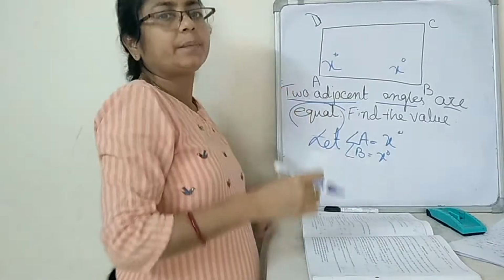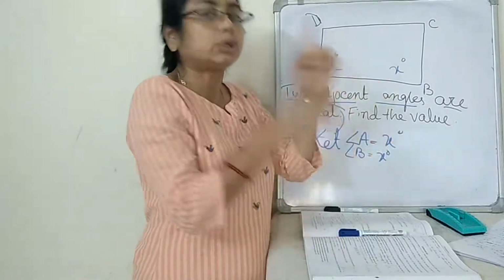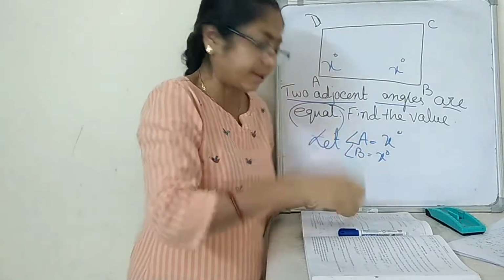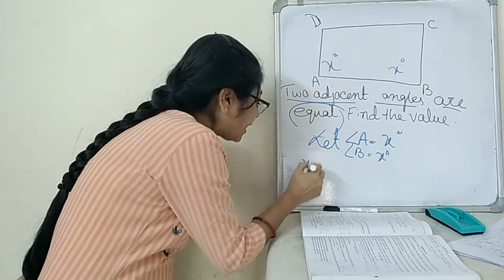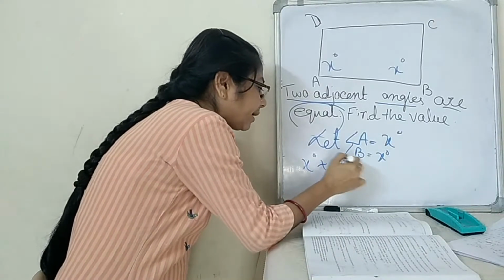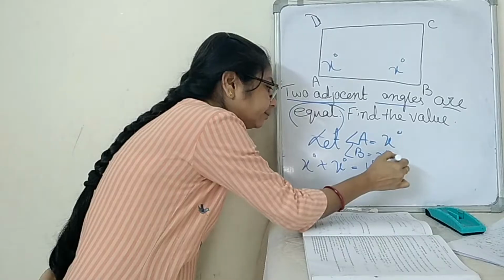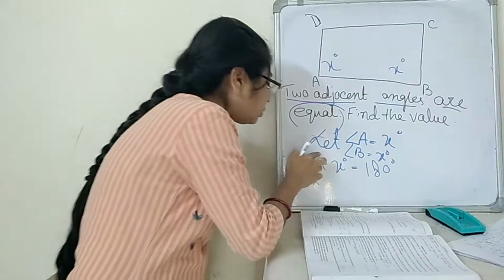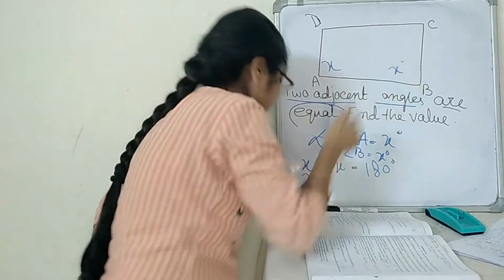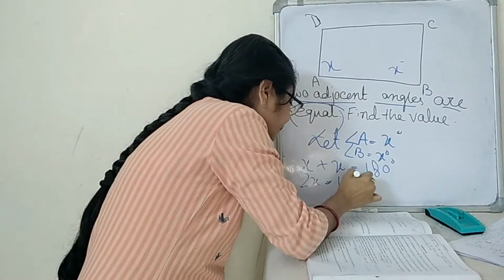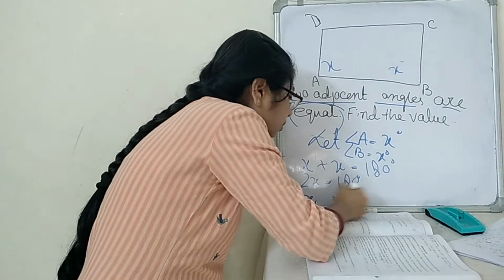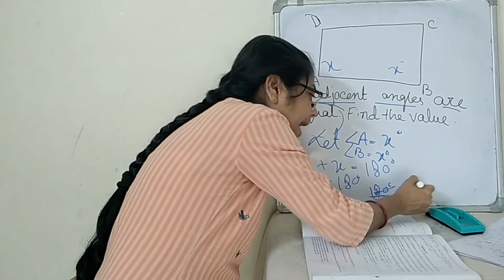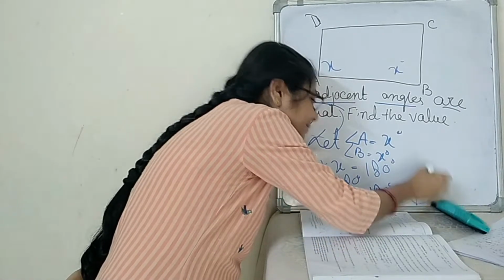So accordingly, in the previous one, what I am telling, the two adjacent angles you add. What's the result? 180. So I write x degree plus x degree equal to 180 degree. x plus x how much? 2x. 2x is equal to 180. x is equal to 180 by 2. It is 90 degree. Our answer is 90 degree.